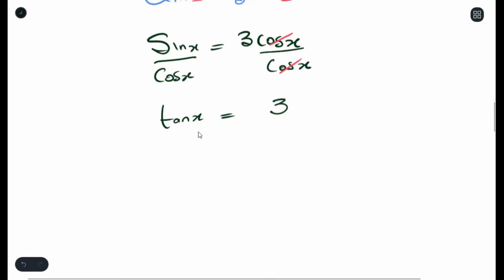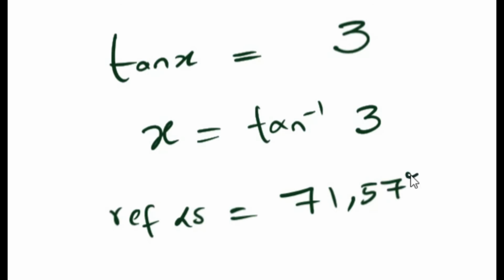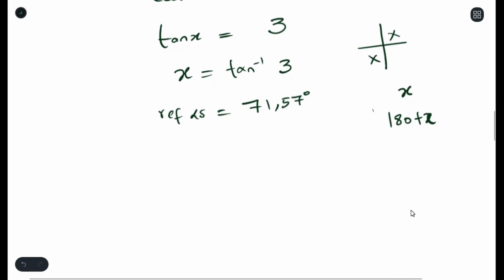The first thing we'll do is determine which quadrants tan is positive, because we see we have plus 3 over here. So as you know, tan is positive in the first and in the third quadrant. Then we move tan over so we can get our reference angle. And now that we have our reference angle, we would substitute them into the equations in which tan is positive. So the equations are x and 180 plus x. So those will be our two answers that we put it into.